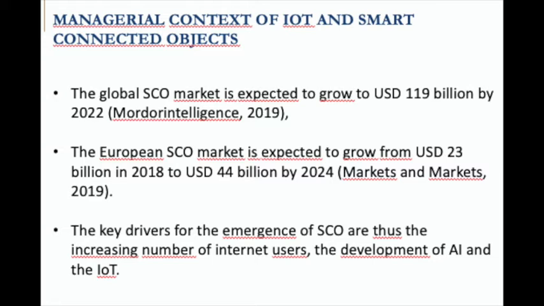The European smart connected object market is expected to grow from 23 billion US dollars in 2018 to 44 billion US dollars in 2024. And the key drivers for the emergence of IoT are thus the increasing number of internet users and the development of artificial intelligence and the IoT. So this is one example how you could shape your introduction, which kind of figures you can show for introduction. This is what we used to introduce our research about IoT and smart connected objects.